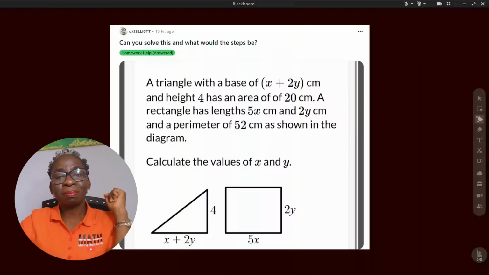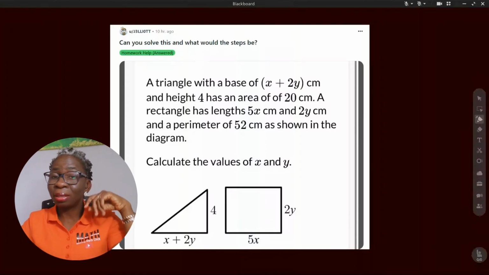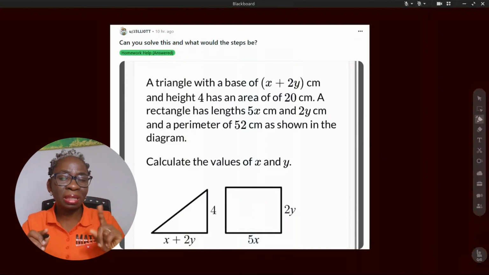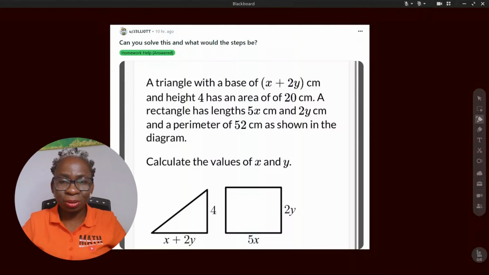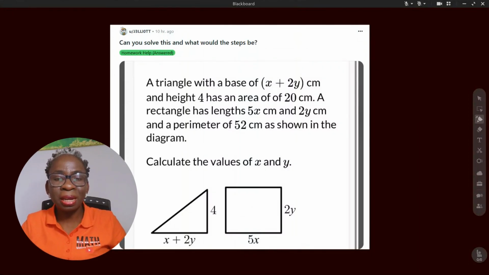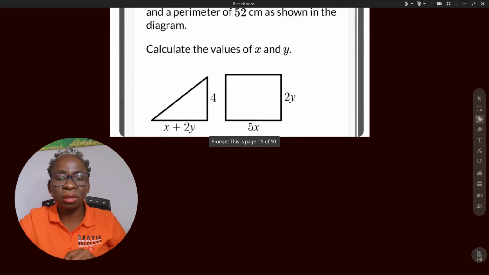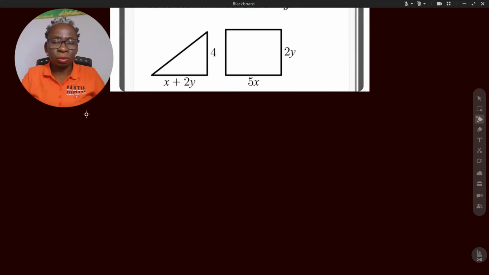I came across this math question on Reddit and I thought it would be great to solve it step by step. Now, let's look at it together. A triangle with a base of x plus 2y centimeter and height 4 has an area of 20 centimeter. Let's first list those out. So now let's write the triangle here.